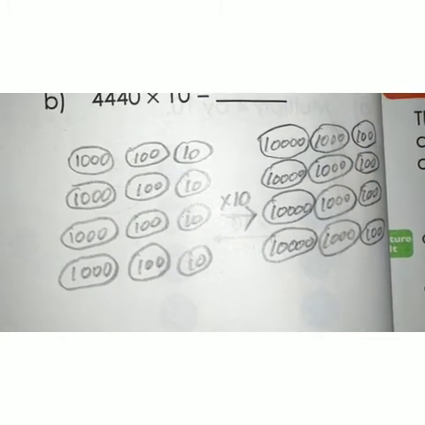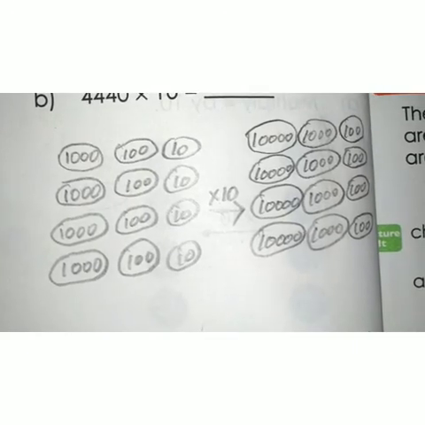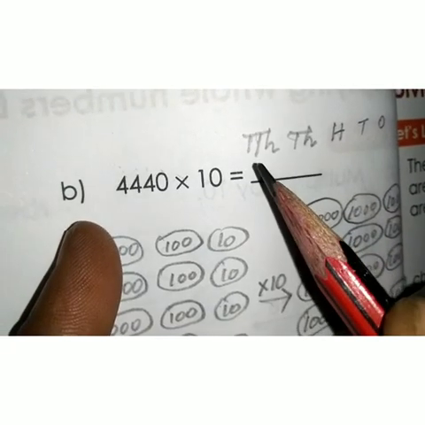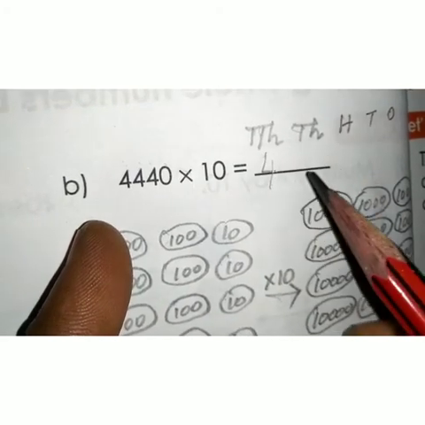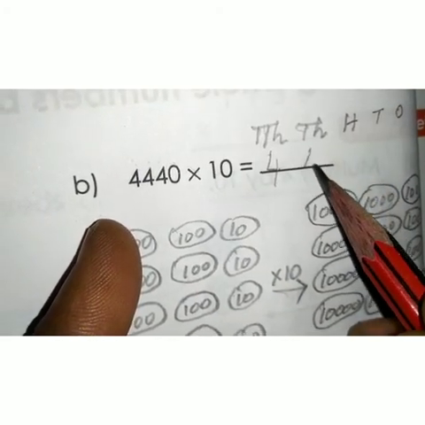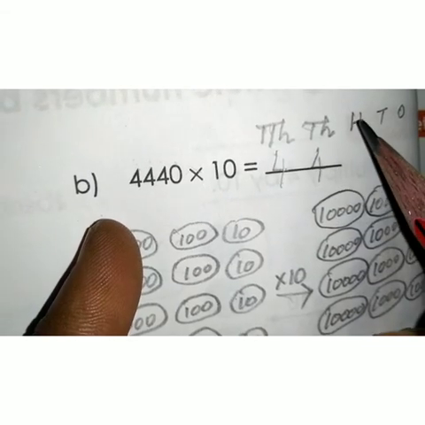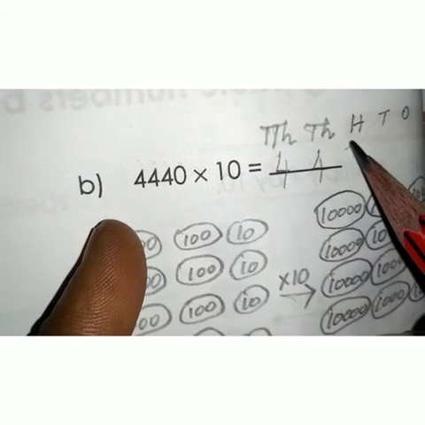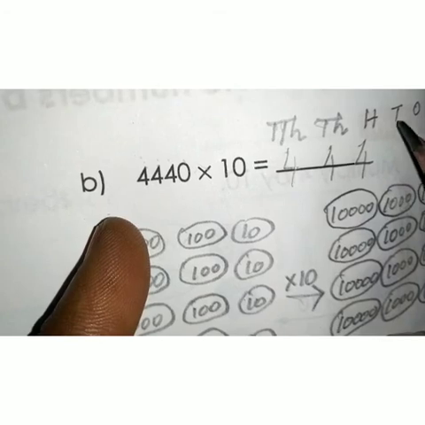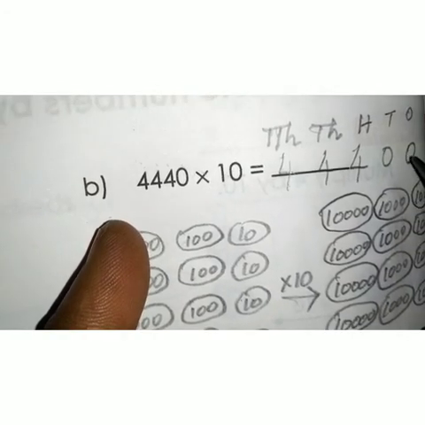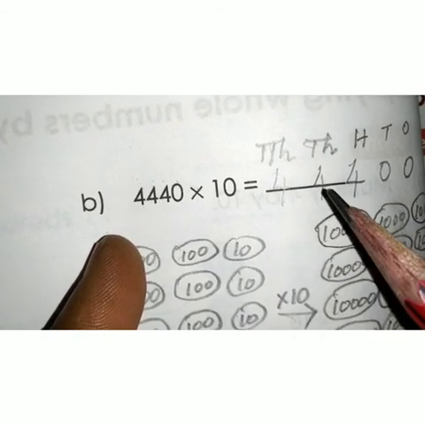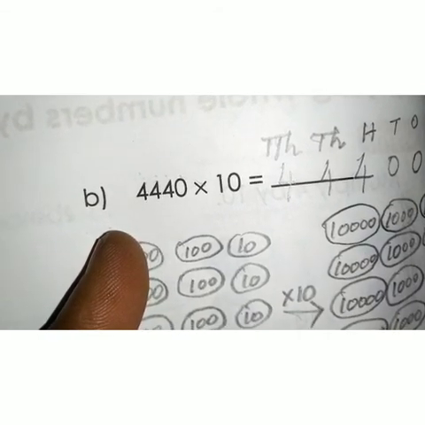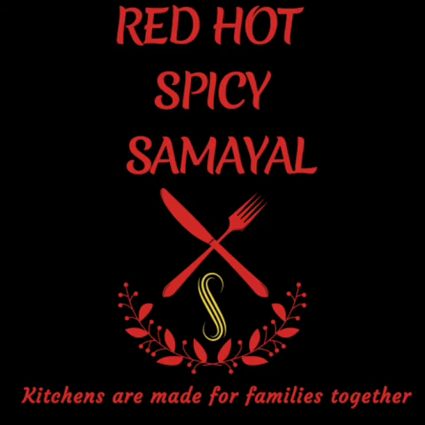In 10,000 place you have to put 4, 40,000. In thousands place 4,000. In hundreds place 4 hundreds. In tens place 0. Ones place 0. So you will get the answer as 44,400. Hope you all understood this concept.